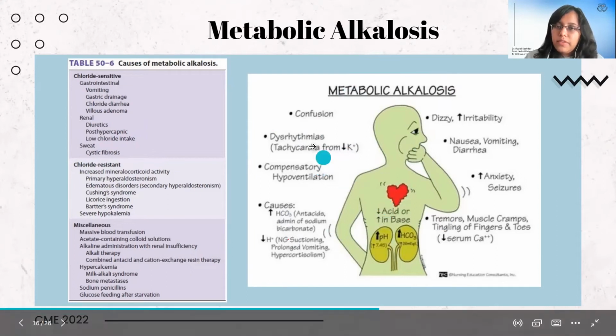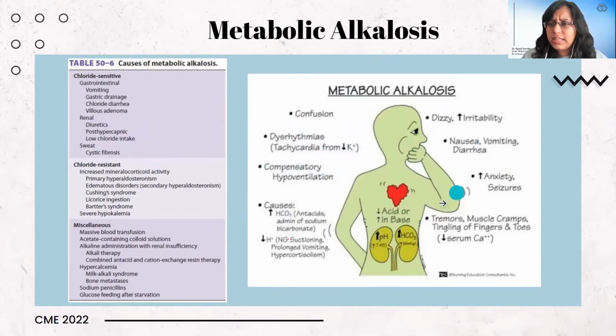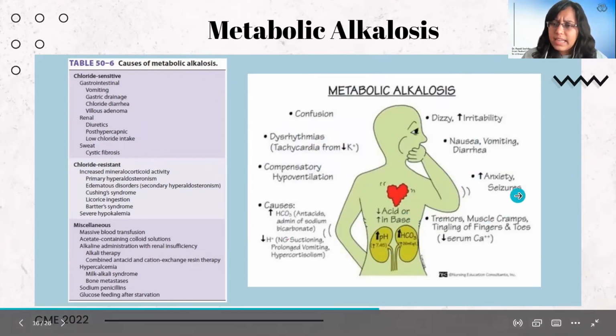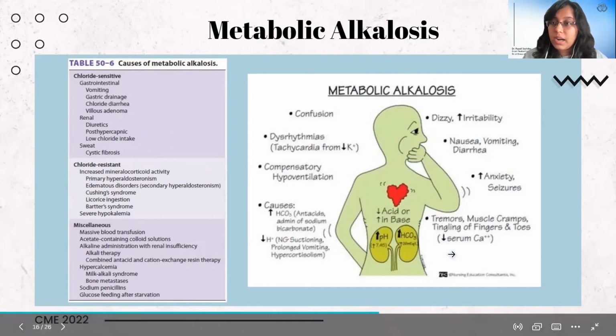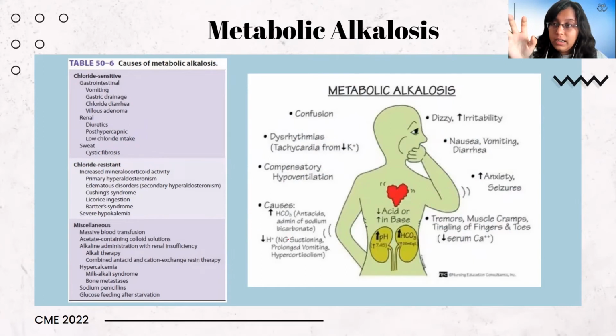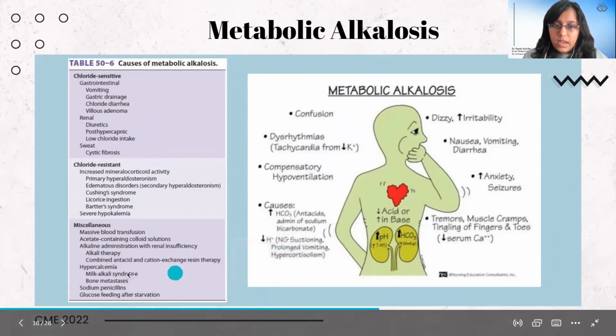Now, the clinical features, again: confusion, dysrhythmia, compensatory hypoventilation, dizziness, nausea, vomiting, anxiety, seizures. Because you have less serum calcium, you will get tremors, and the tetany that we see in hypocalcemia, right? Spasm, carpopedal spasm, muscle cramps, etc. Okay. Again, treat the cause, the patient will get better.